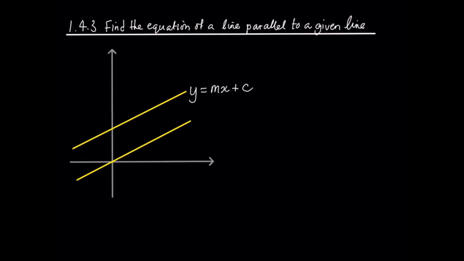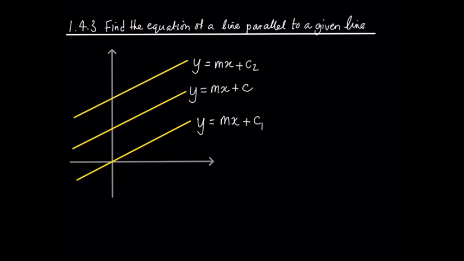The equation of the second line that I've drawn is going to be of the form y equals mx plus some constant, we'll call that c1. If we put another one up here, again parallel to the other two lines, this is also going to take the form y equals mx plus some constant value, we'll call that c2. The gradient, or the slope, of parallel lines must be identical.